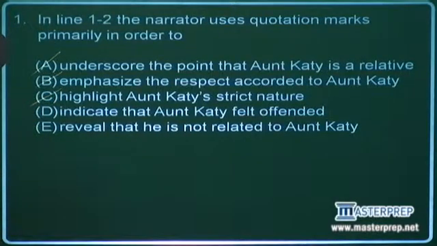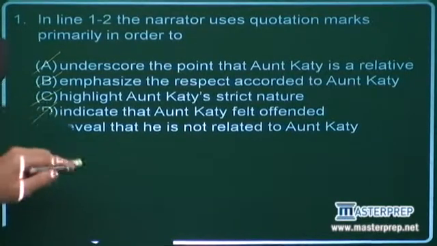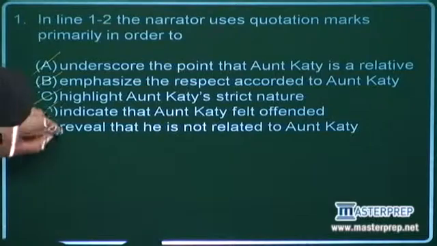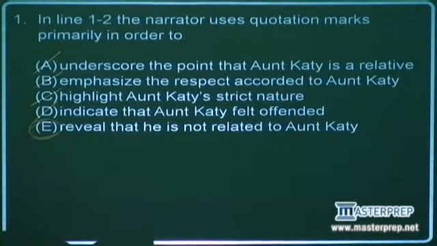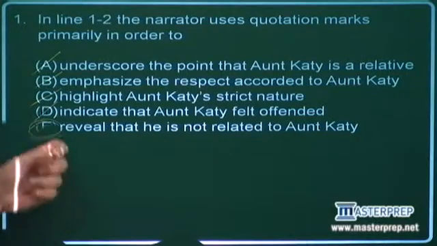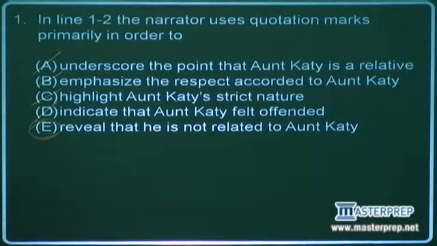Indicate that Aunt Katie felt offended. Is it really about her feelings? No. Reveal that he is not related to Aunt Katie. Bingo, here it is. The whole point of the quotation marks is to say that they're not related. She's not really his aunt. Bingo, E. See, if you know what quotation marks are used for, and the SAT asks about it, it's very easy, okay?